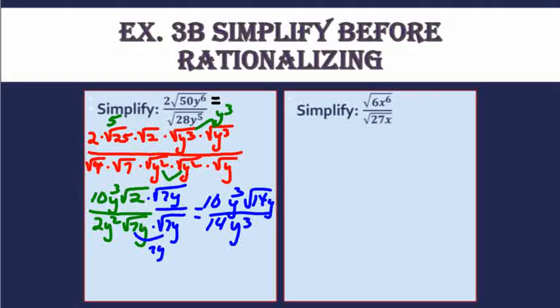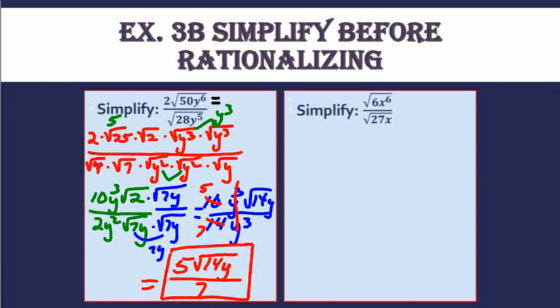Now I can simplify. For my answer, the y cubes cancel out. I can divide a 2 out of 10, that gives me 5. Divide a 2 out of the 14, that gives me 7. So that gives me 5 times the square root of 14y divided by 7. And this would be my answer.